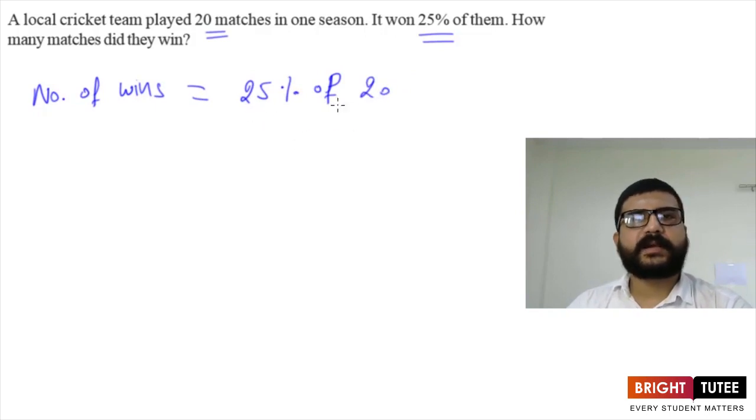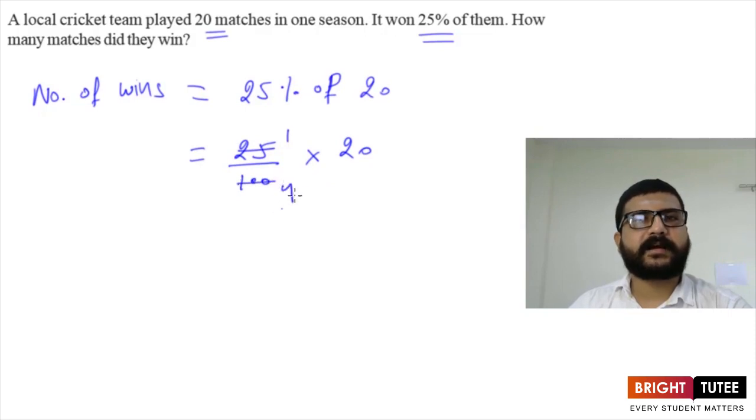So this is 25% of 20, and this will be equal to 25 upon 100 into 20. Now let's simplify this. 25 ones are 25, 25 fours are 100. Now 4 ones are 4, 4 fives are 20. So what we are getting from here? It is 5. So it means they won 5 matches, or we can say number of wins is 5.